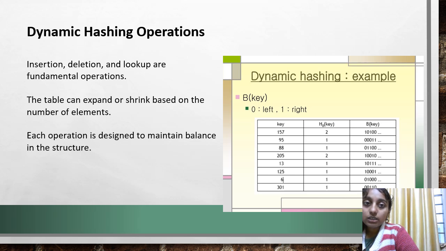Let us see what are the operations in dynamic hashing. Insertion, deletion, and lookup are the fundamental operations. The table can expand or shrink based on the number of elements. Each operation is designed to maintain balance in the structure.